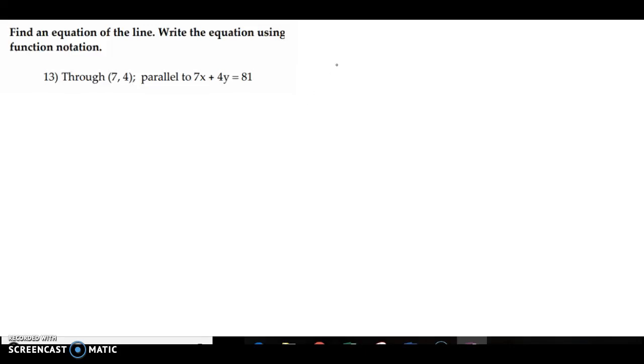Alright, find the equation of the line, write the equation using function notation. We're going to follow the same steps we do for building any equation. The first thing we need is a slope. And we have a point, which we only have one point to choose from.